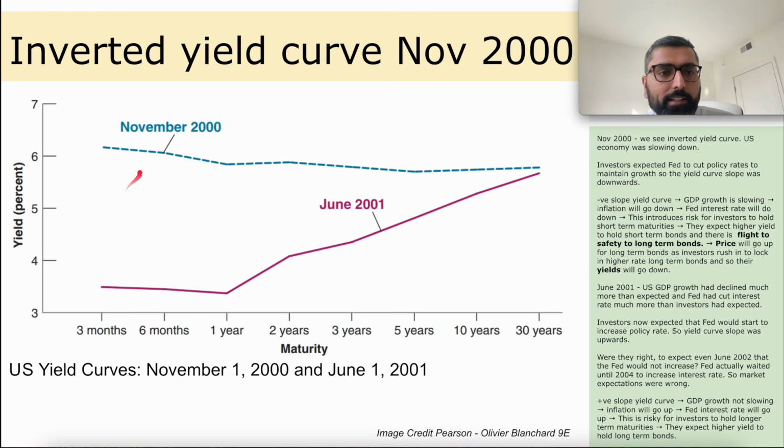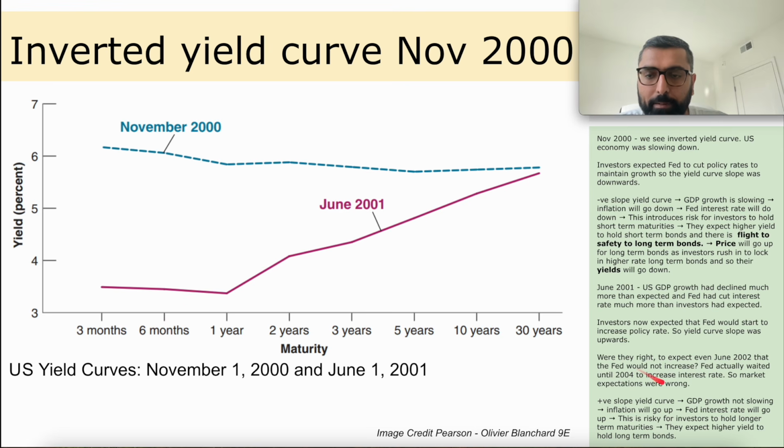So were they right during this time? Even if you look at June 2001, what it's telling you is that even after a year, the Federal Reserve will not increase rates. Were they right to assume that? Because that's what this market is telling us.